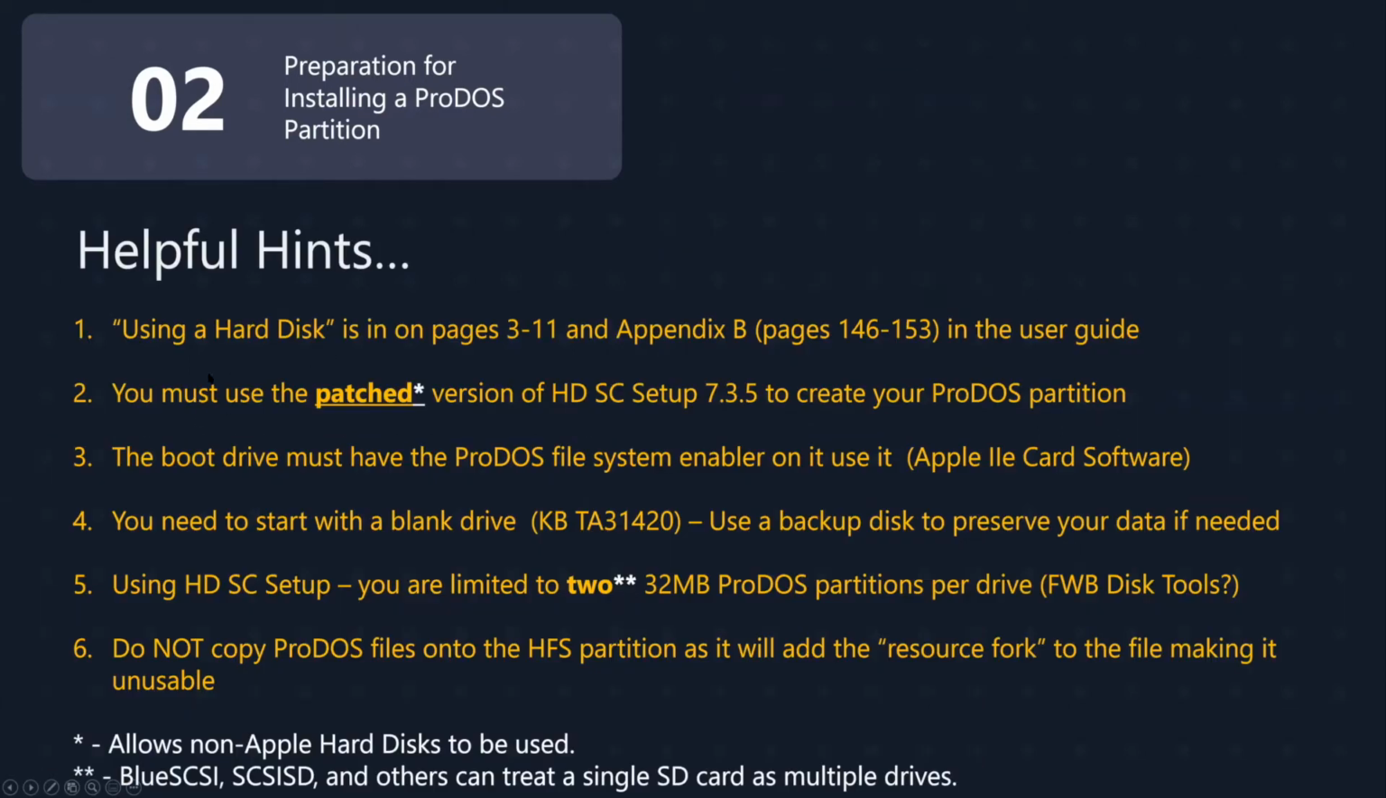So some of the helpful hints: using a hard disk is on pages 3 through 11 and Appendix B, pages 146 through 153 in the user's guide. You need to use the patched version of the SCSI setup utility, especially if you're using one of the SCSI SD card emulators today. Although, the BlueSCSI is supposed to emulate a Quantum 40 meg drive, but I haven't actually tried the unpatched version on it yet.